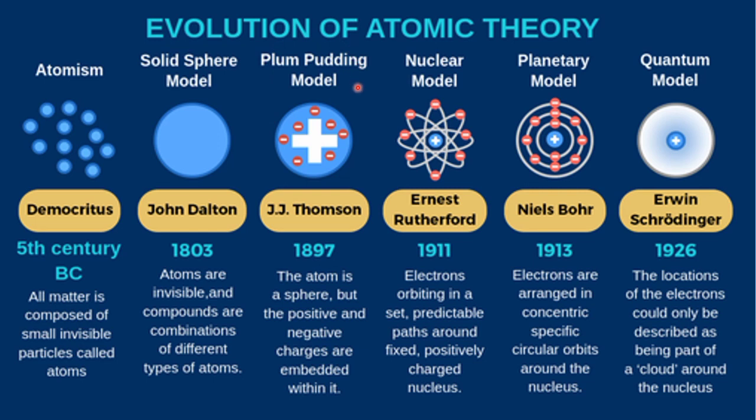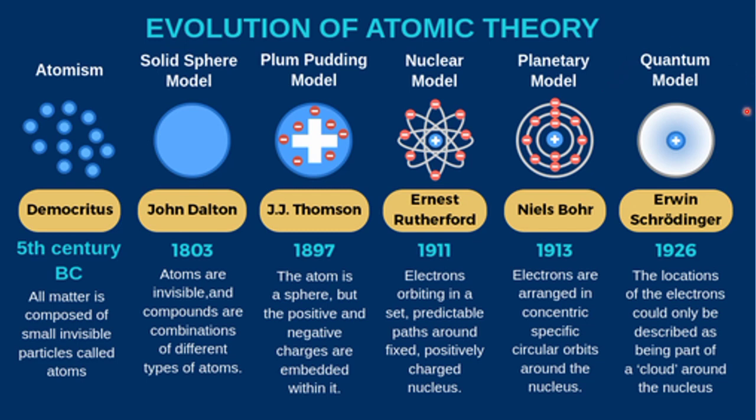In 1911, we have the nuclear model by Ernest Rutherford. According to him, electrons orbit in set, predictable paths around a fixed, positively charged nucleus. In 1913, we have the planetary model by Niels Bohr. According to him, electrons are arranged in concentric, specific circular orbits around the nucleus. And for the last, in 1926, we have the quantum model by Erwin Schrödinger. The location of the electrons could only be described as being part of a cloud around the nucleus.